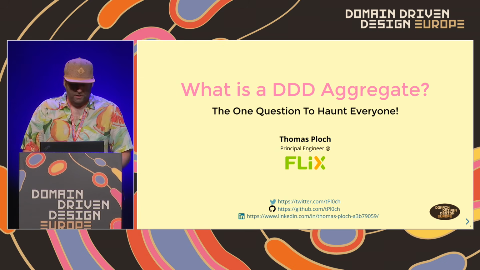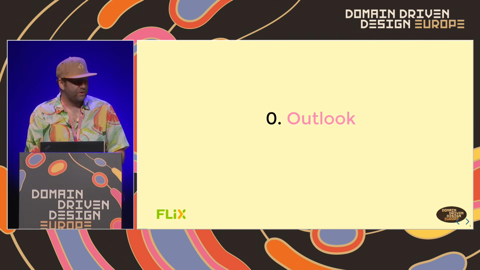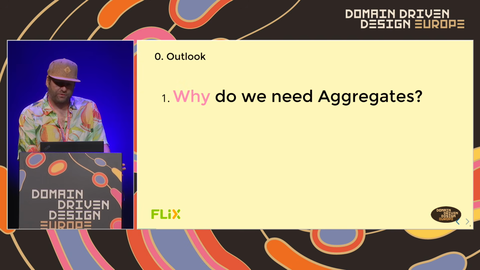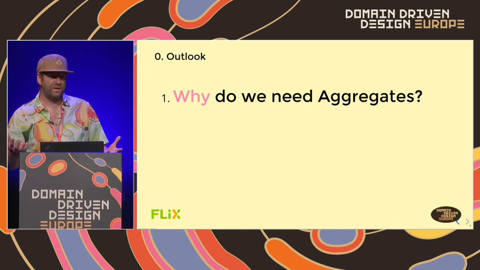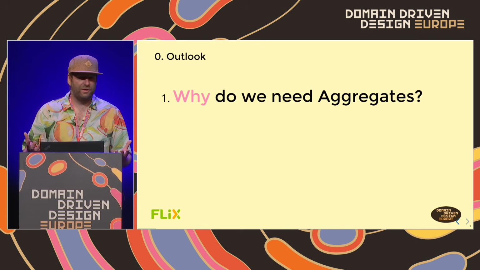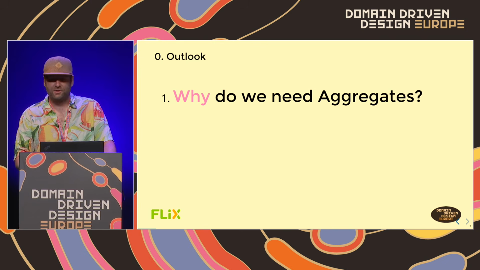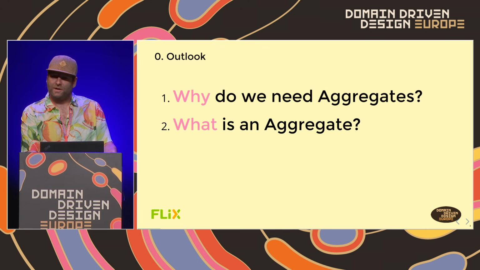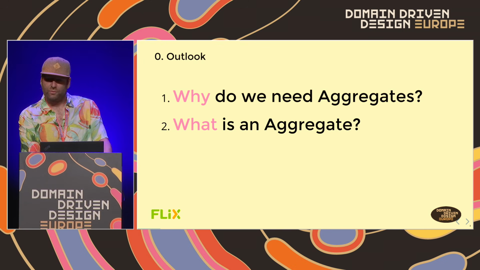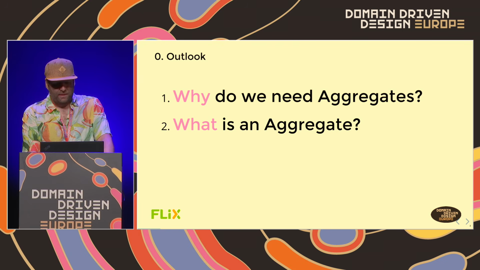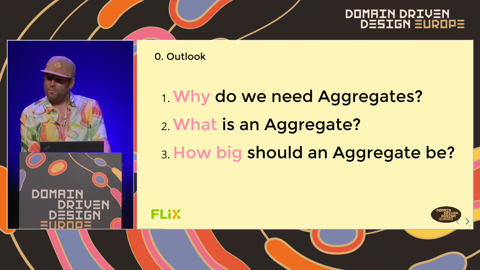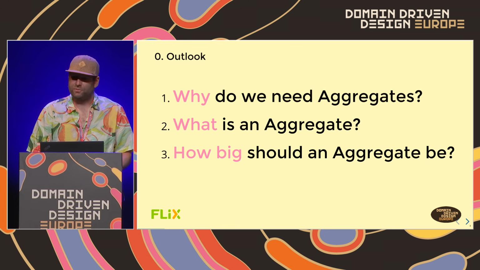So let's get started. I want to give you a little bit of an outlook. The first question is, of course, why do we need aggregates in the first place, right? Why do we need this pattern? I mean, there should be a reason for us to actually use it. The second question is actually, what is an aggregate, right? What is the essence of it? What is this pattern about? And the third question might sound a little bit confusing, but it is actually very relevant. Is how big should an aggregate actually be? What should be inside? What should be outside?